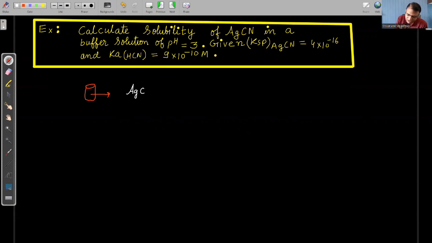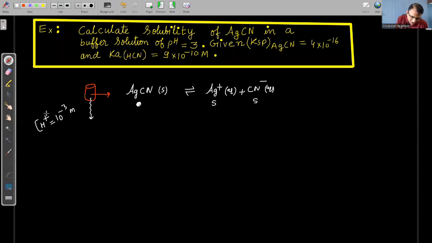So we can write that AgCN in solid state is in equilibrium with Ag plus ion in aqueous state plus CN minus ion in aqueous state. At equilibrium, this will be S and this will be S if there is no other chemical species in the system, but they are saying that there is a buffer solution. Because of that buffer solution, pH is 3. pH is 3 means H plus ion concentration is 10 to the power minus 3. So in this system, the solution is acidic in nature. The system has H plus ion whose concentration is equal to 10 to the power minus 3.